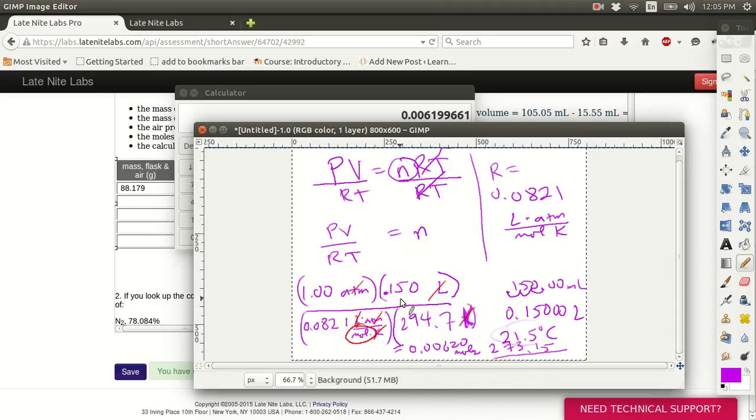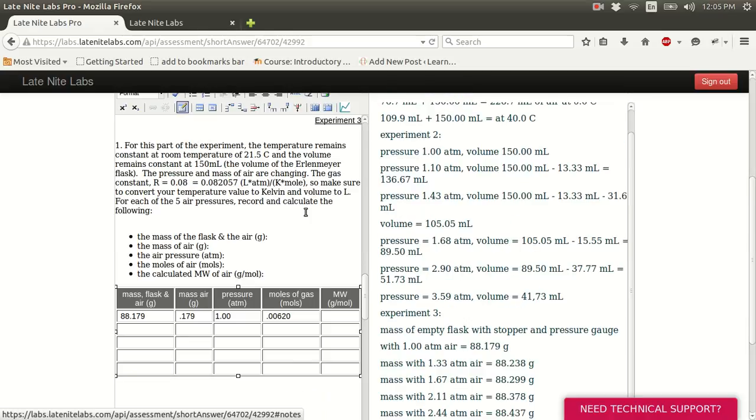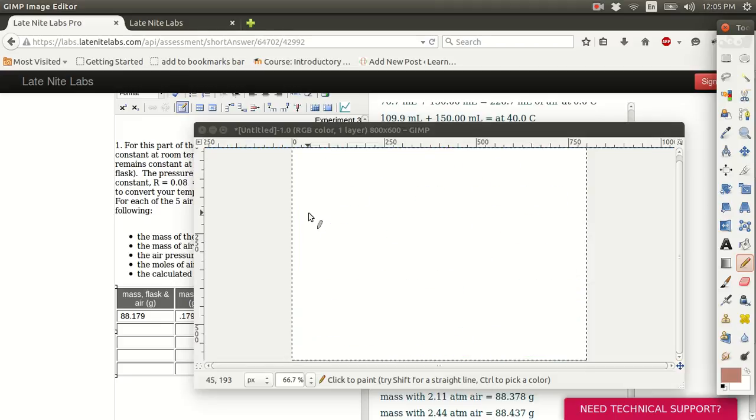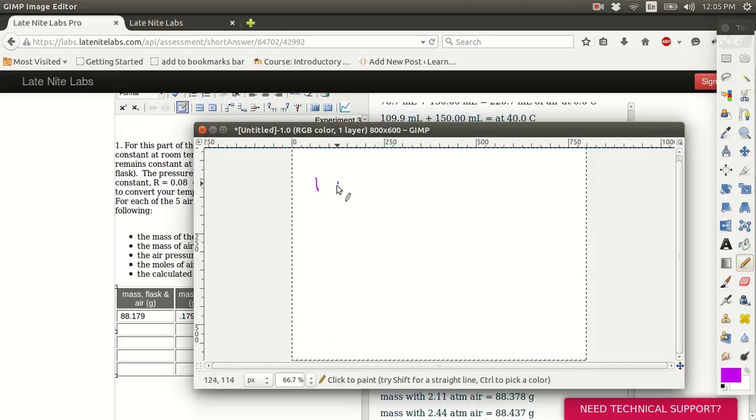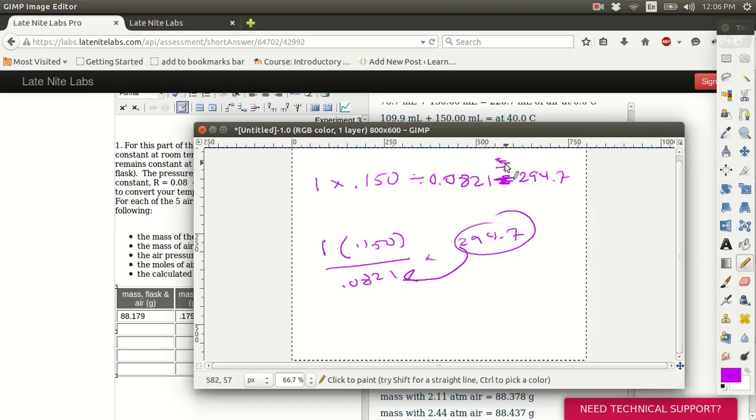The issue is, let me show you, 0.00620. Let me just write this down. 0.00620. Okay. So the reason why you have to be careful on your calculator in that way is because if you say 1 times 0.15 divide 0.0821 times 294.7, your calculator thinks of it as this, which is not what you intended. You wanted this number to be under here. So to accomplish this correctly, you have to use another divide sign right there. But if that looks too weird to you and you prefer to have the times sign there, you need to use parentheses around these things, okay?